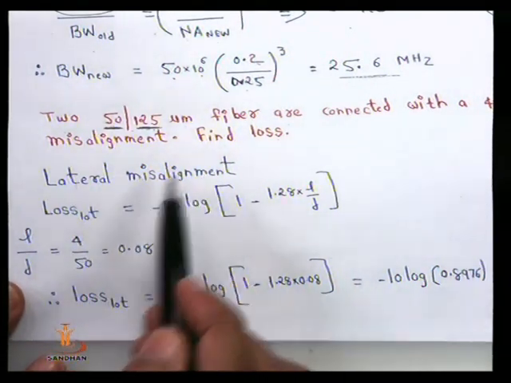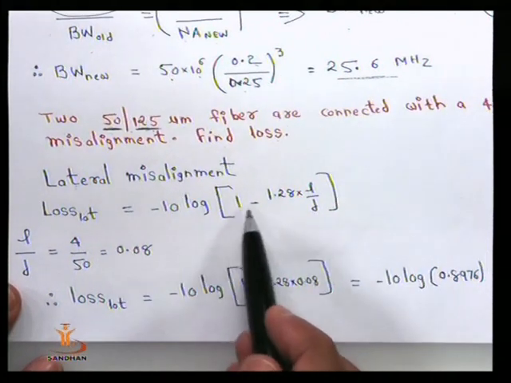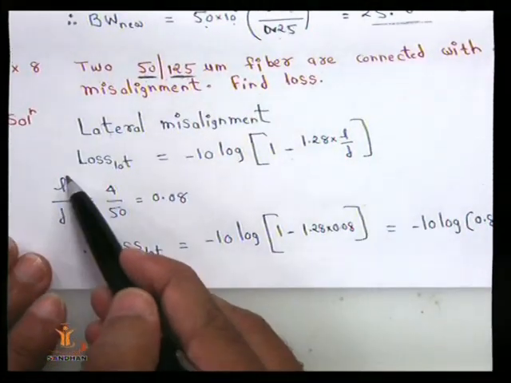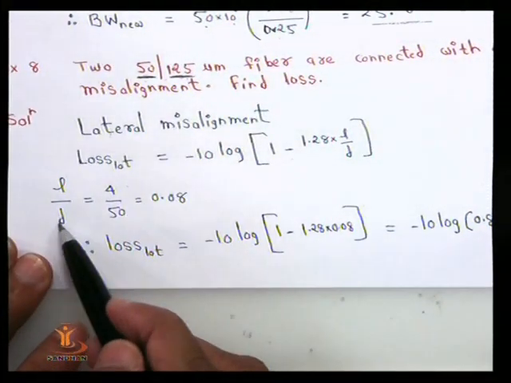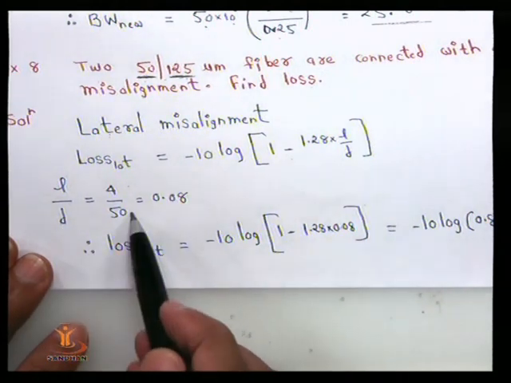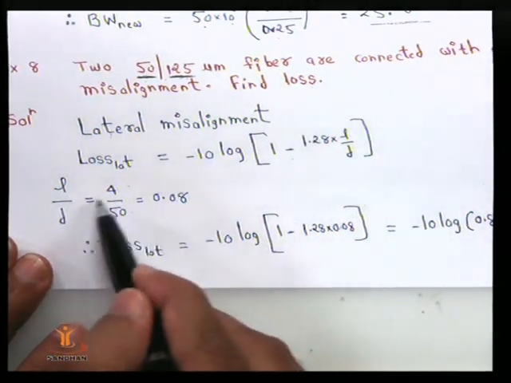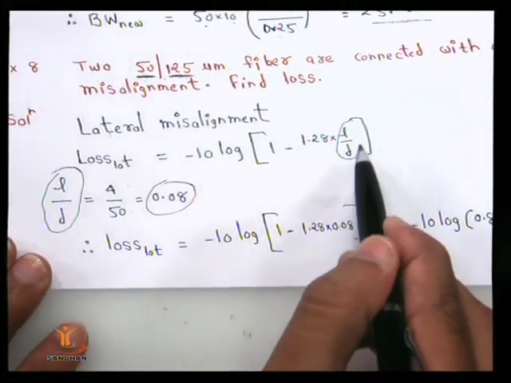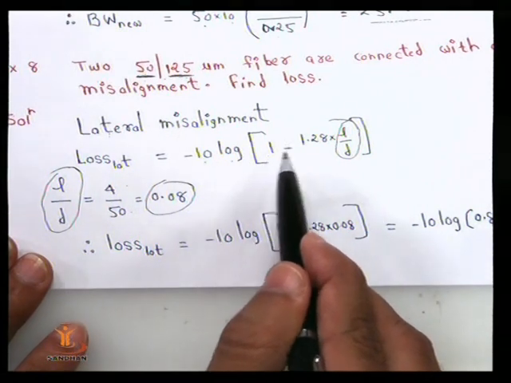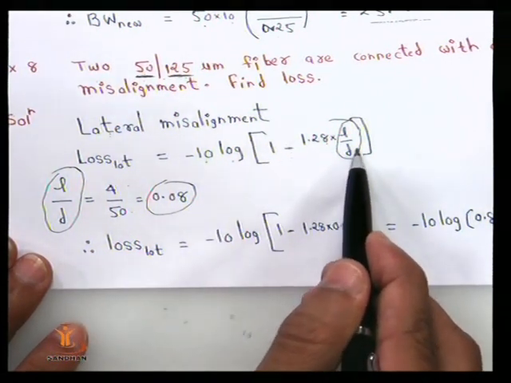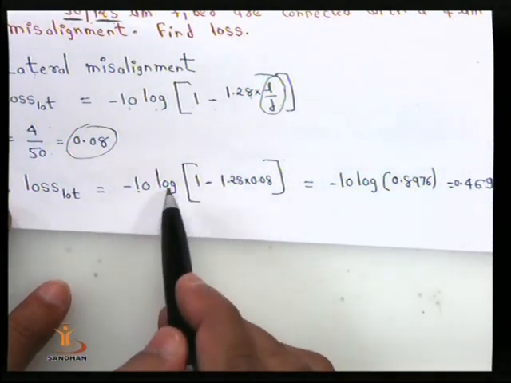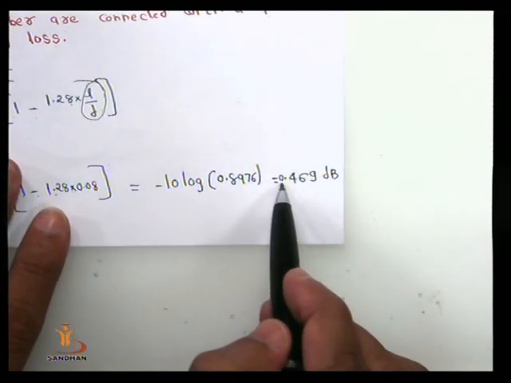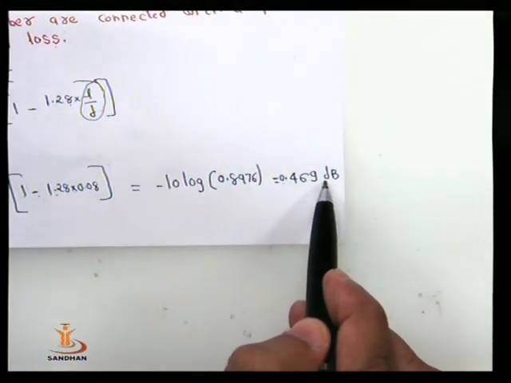Lateral misalignment loss is given by minus 10 log 1 minus 1.28 into L by D. L is 4 micrometer and D is the diameter of the core, which is 50. So L by D is 0.08. Putting in 0.08, it is a simple calculation: minus 10 log 1 minus 1.28 into 0.08 equals 4.469 dB.